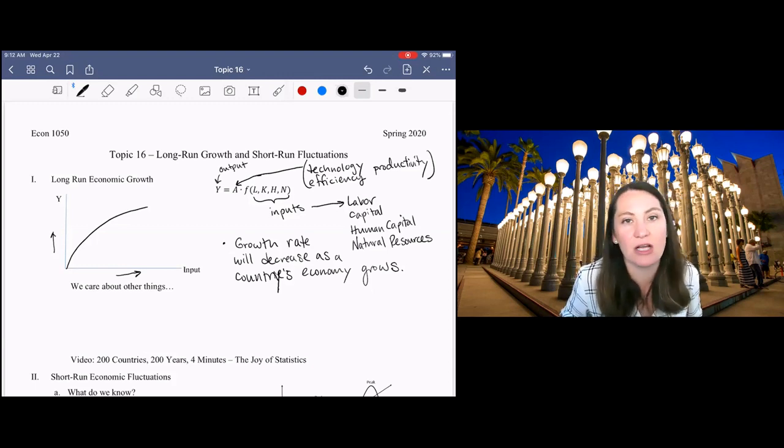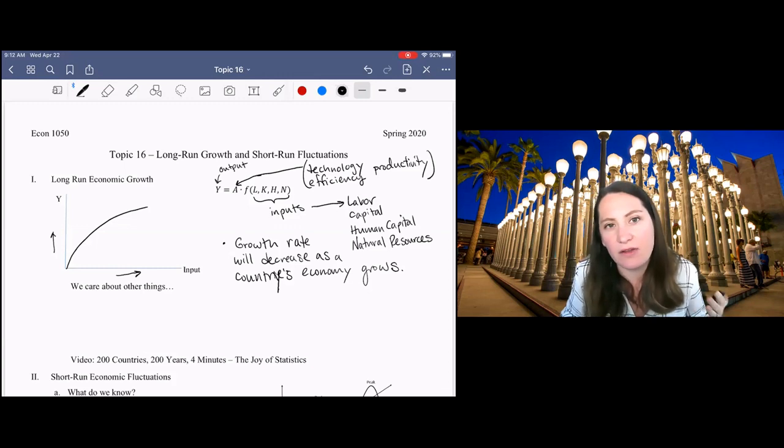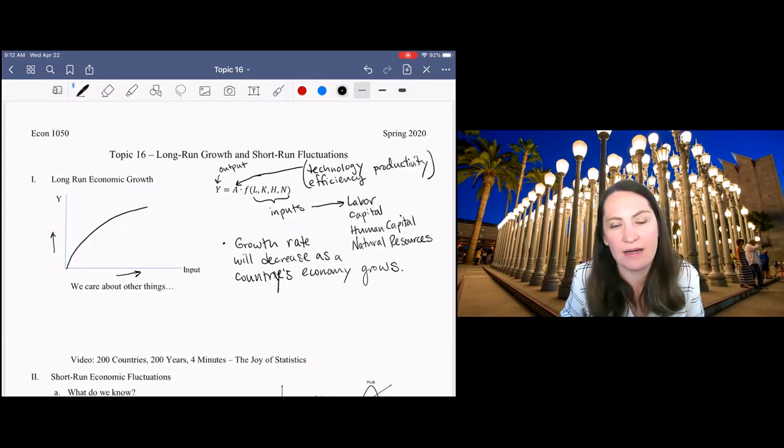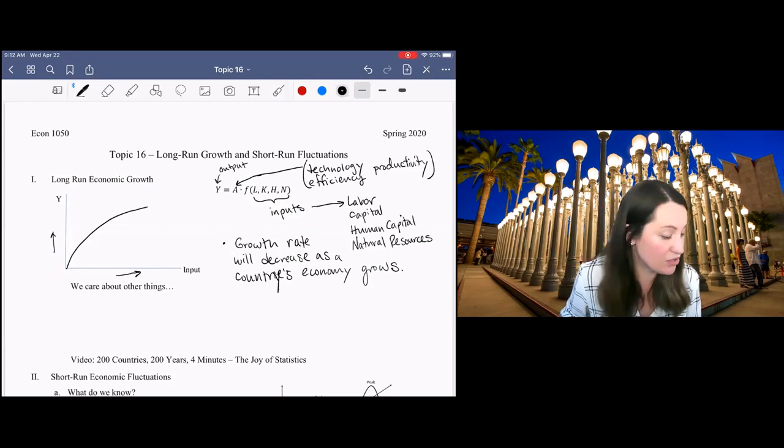So I want to just talk a little bit about what other factors we care about. And if you're interested in long-run economic growth, how do countries grow? How could we help low-income countries to have better quality of life? Then there's a course that Dr. Jane teaches called Development Economics that would spend a whole semester discussing those issues. And I think we just added a lower division elective in that as well. So if you're interested, you can check that out.